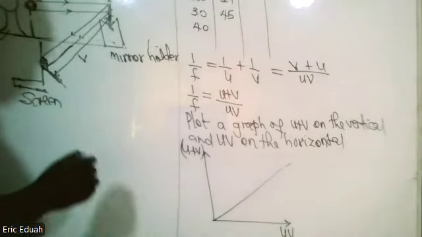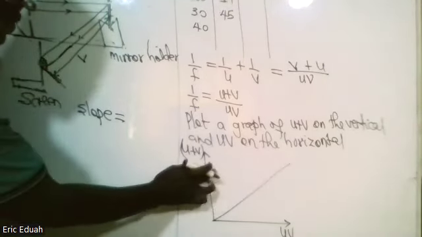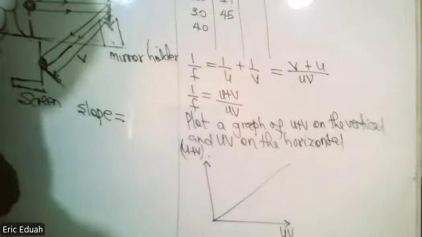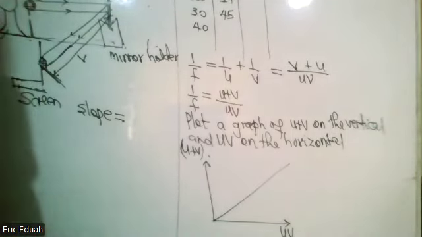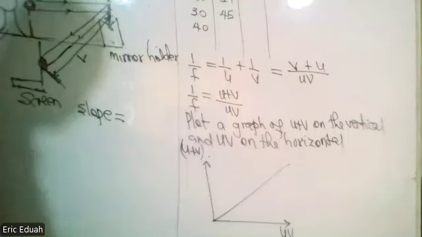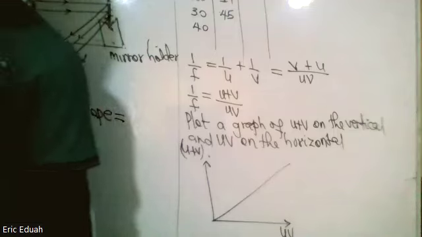Now, I want you to help me find the slope of the graph. How do we determine the slope of this graph of U plus V against UV? Can somebody help me? We want the slope of this graph. Anybody to share how we can obtain the slope? Mamiya?